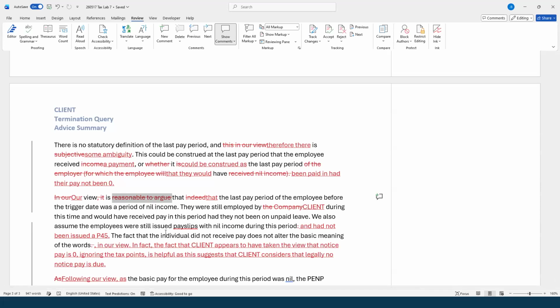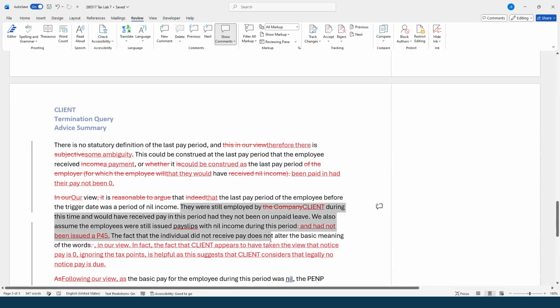I think in this case, it's much better to tell the client what our view is, or what the advisor's view is of that situation, so then they can act upon that. He then looks like he's got an explanation as to why that's the case. She says they were still employed by a client during this time and they would have received pay in this period had they not been on unpaid leave. We also assume that the employees were still issued pay slips with nil income during this period. That could arguably have gone in the fact section at the start since that's important. But I think by the by, it's in here somewhere and the client has an opportunity to come back against that.